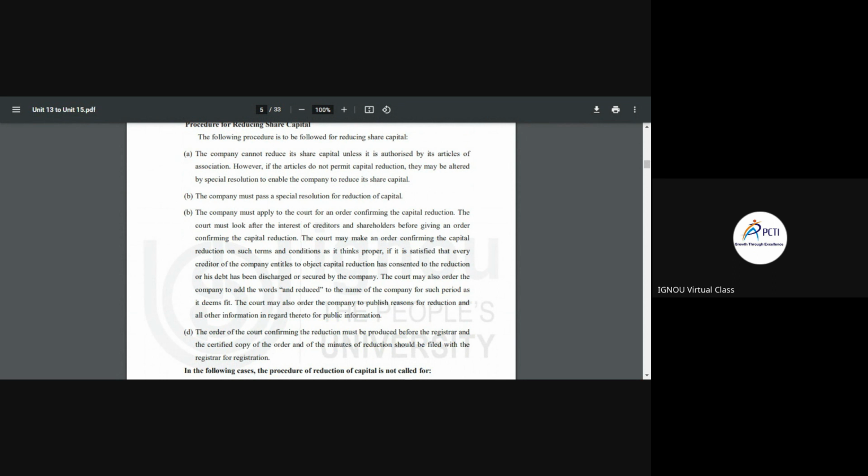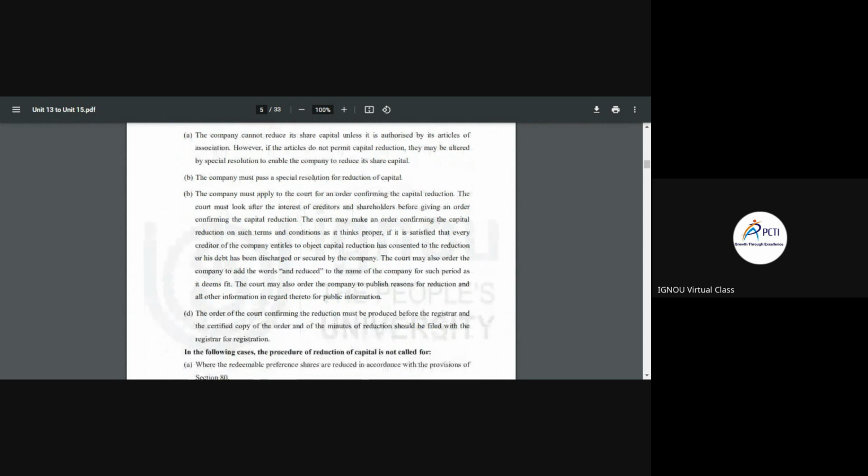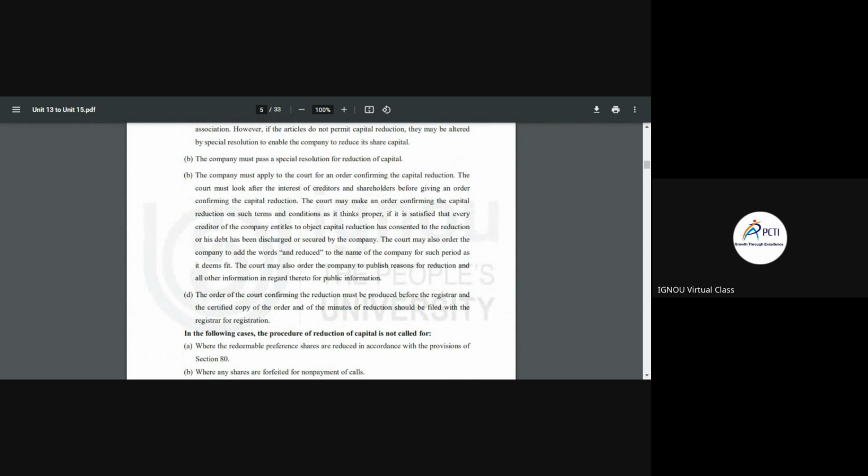Second one is, if the company wants to reduce the capital, they have to pass the special resolution. Third one is the company must apply to the court for an order confirming the capital reduction. The court must look after the interest of creditors and shareholders before giving an order confirming the capital reduction. The court may make an order confirming the capital reduction on such terms and conditions as it thinks proper.